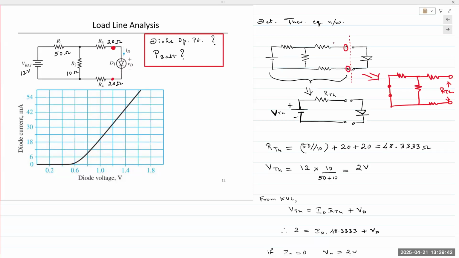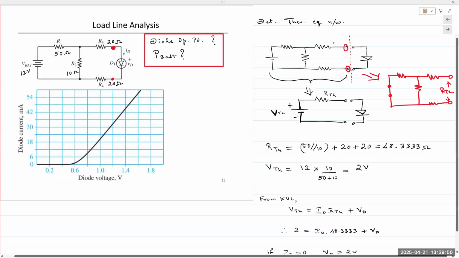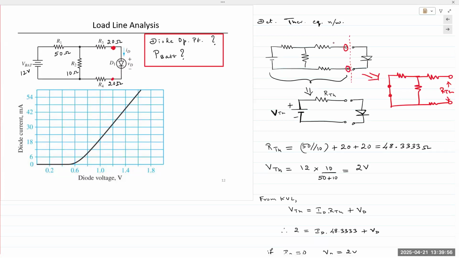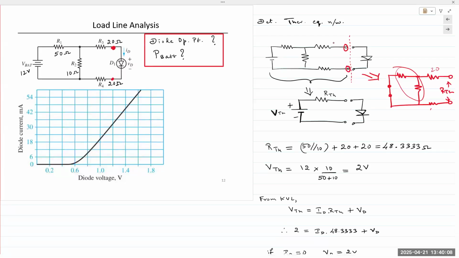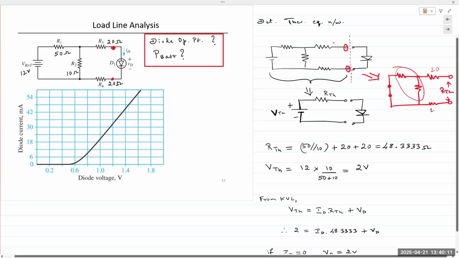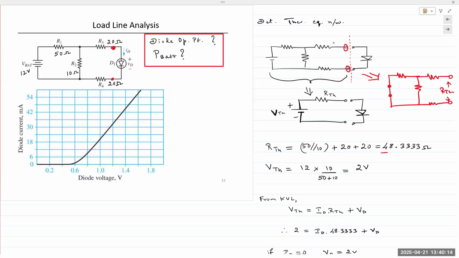There are multiple steps that are involved. Thevenin and Norton is a theorem. It's a very handy principle to apply to circuits to determine the actual voltage or actual current for a particular component. So RTH turns out to be 50 ohms in parallel with 50 ohms in parallel with 10, which would then be in series with the 20 ohm resistors on either side. And so that gives us 48.3333 ohms. That's your Thevenin resistance as seen by the diode.